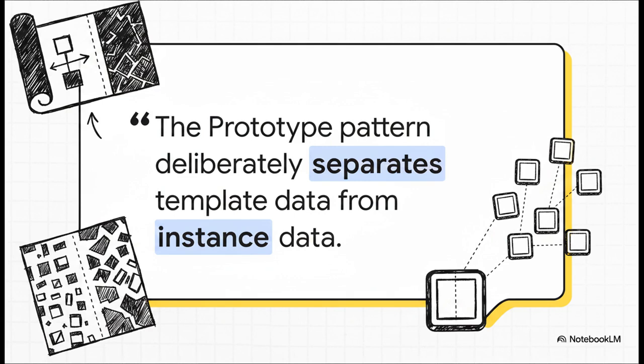You do the heavy lifting of setting up that common data once in the prototype. Then, for every clone, you're just doing the tiny, cheap job of setting the unique data. That's the secret to its speed.